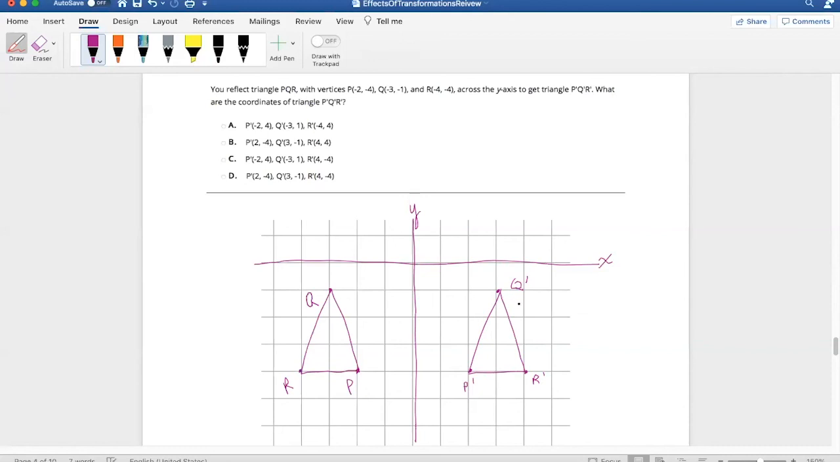I just need to pick which points match up. Well, Q ended up here at 3, -1. P prime here ended up at 2, -4. And R prime is here at 4, -4.